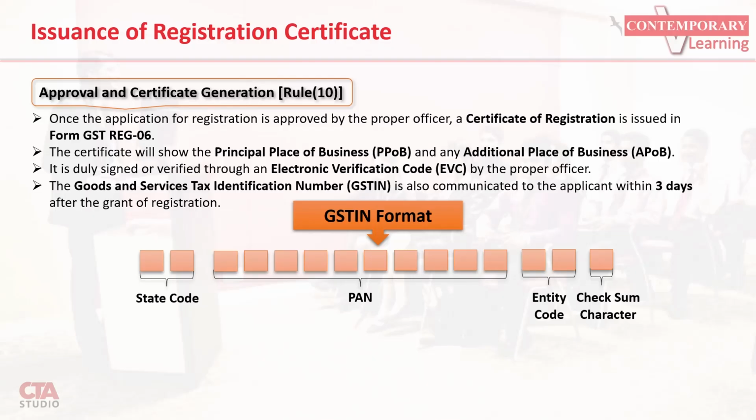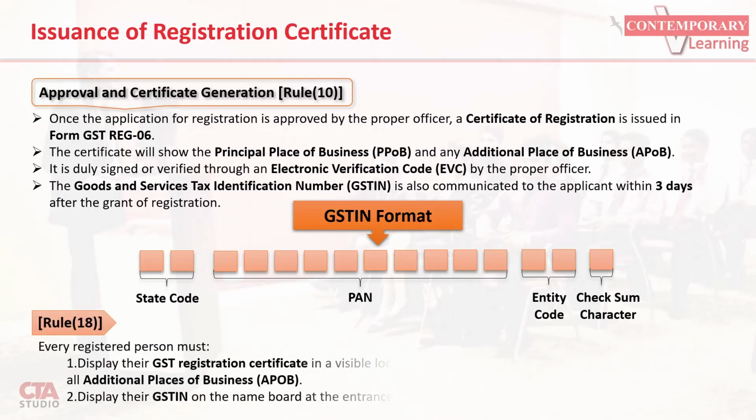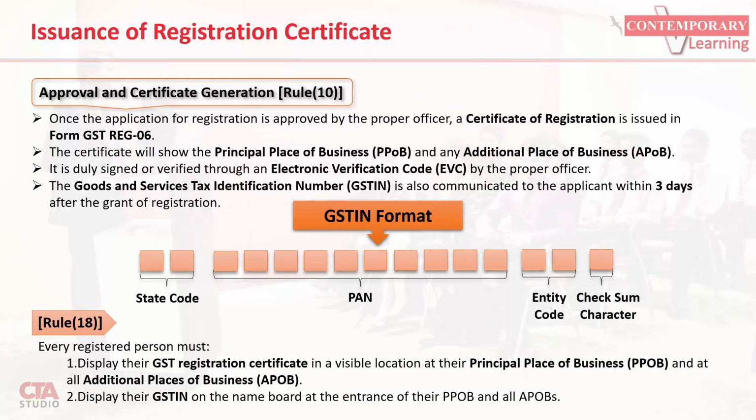Display requirements under Rule 18. Every registered person has mandatory display requirements. Display their GST registration certificate in a visible location at their principal place of business, PPOB, and at all additional places of business, APOB. Display their GSTIN on the name board at the entrance of their PPOB and all APOBs.